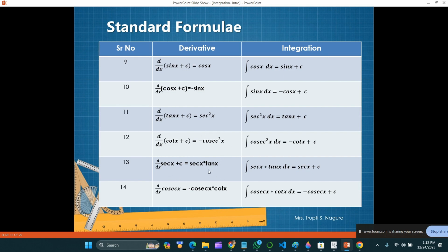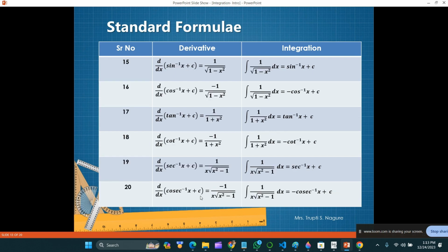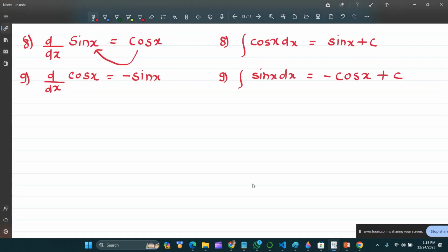The derivative of sec x is sec x into tan x, while the integration of sec x into tan x is sec x plus c. Cosec x: the derivative of cosec x is minus cosec x into cot x, and the integration of cosec x into cot x is minus cosec x plus c. Next, similarly, other ratios.